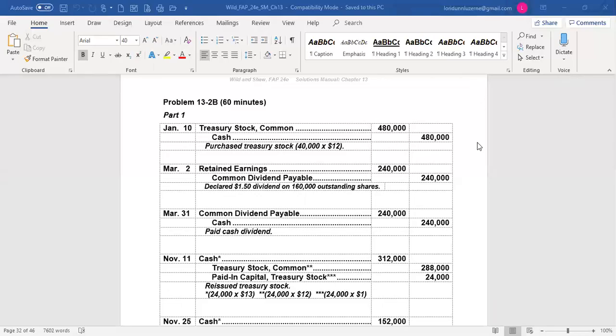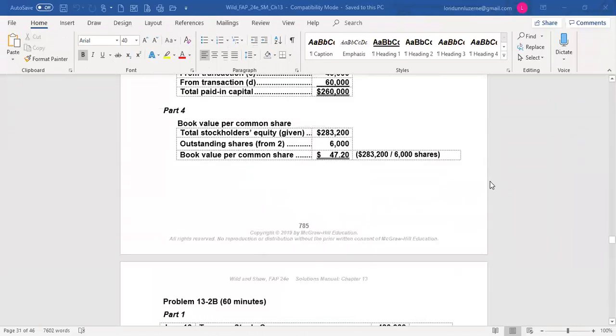Hi everyone, we're now going to review problem 13-2B, which is your practice problem on page 495. In this problem, Balthus Corporation reports the following components of stockholders' equity on December 31st, 2018.